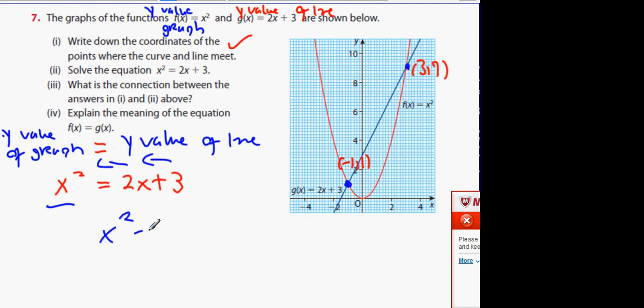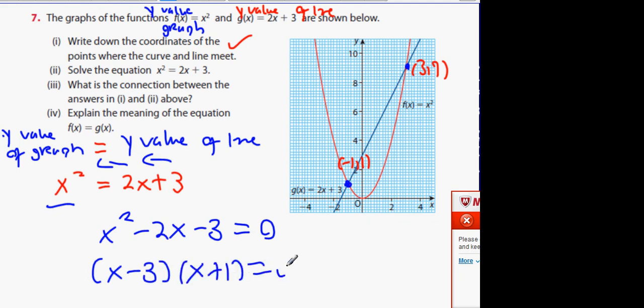Solve it means do it using algebra. Reference number is -3. X minus 3, x plus 1 equals 0. X equals 3, x equals -1. Is that the same values? -1 and 3. Okay guys.